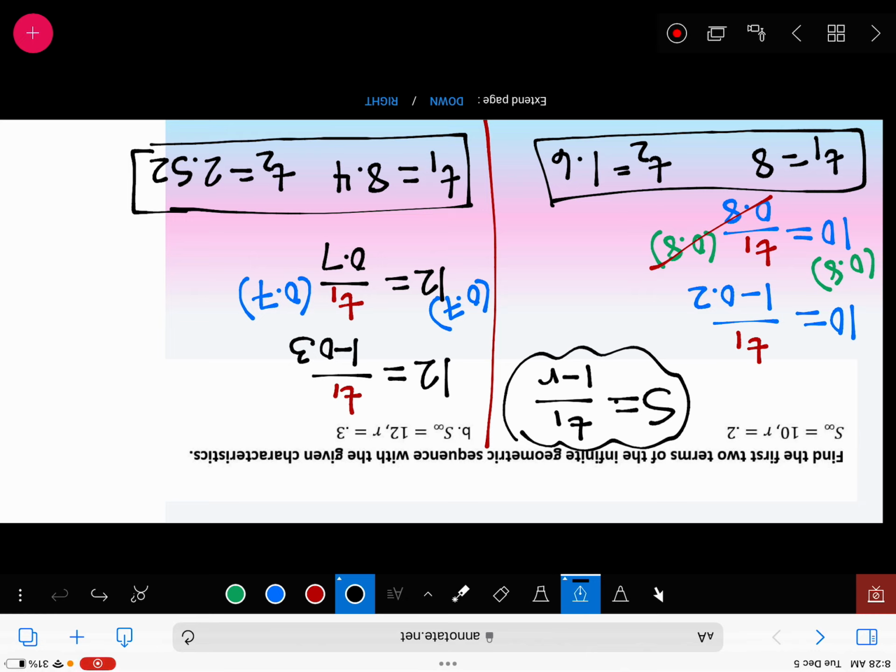Yes. Okay, so once you find T1, you multiply by your common ratio, which is 0.3. So if you take your T1 times 0.3, you get T2. And then if I were to take this number times 0.3, I would get T3. And if I take that number, it just continues.